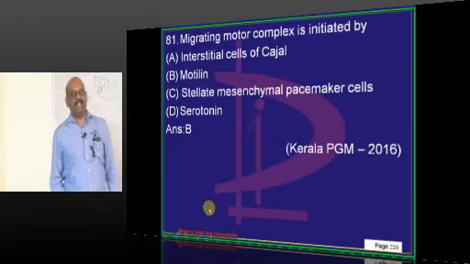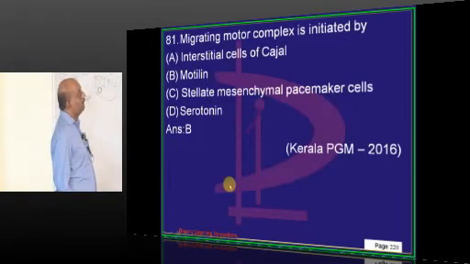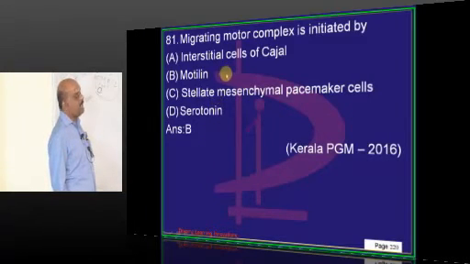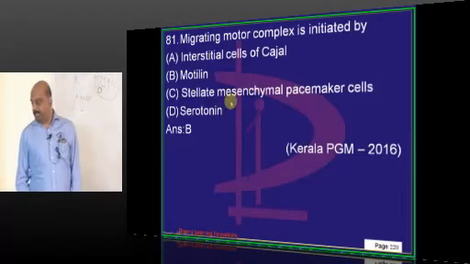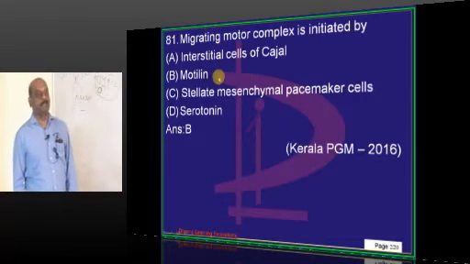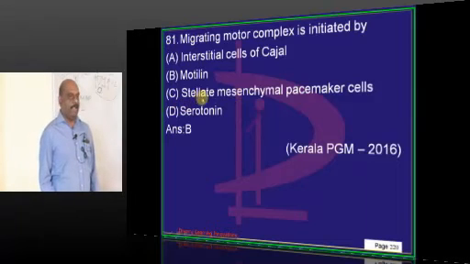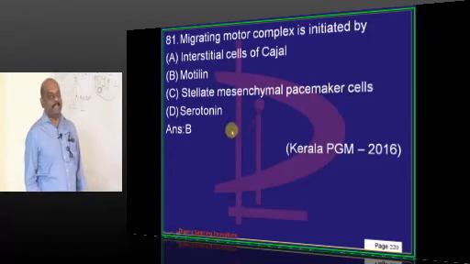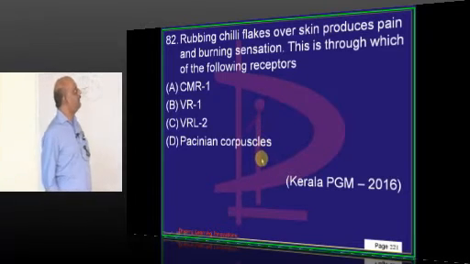Migrating motor complex initiated by motilin. Standard bit. Migrating motor complex initiated by... Interstitial cells of Kajal are called pacemaker cells. I think this question we will... not sure about motilin, whether the answer should be motilin or A. I too felt that A should be the answer, but we will check that. Controversial question. One controversial question.